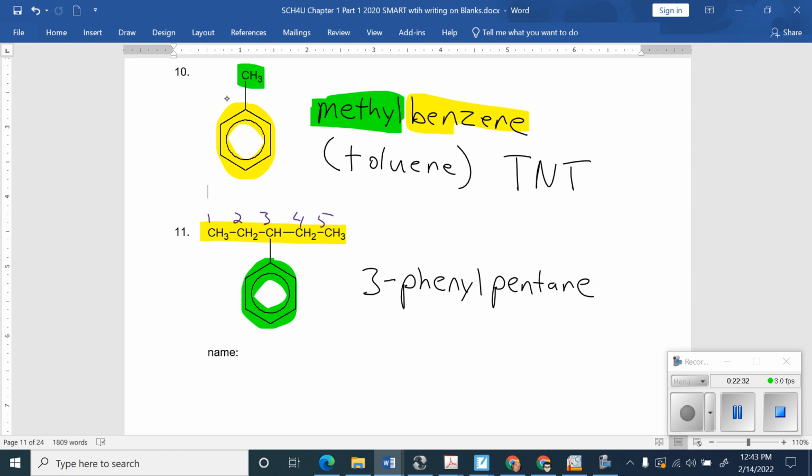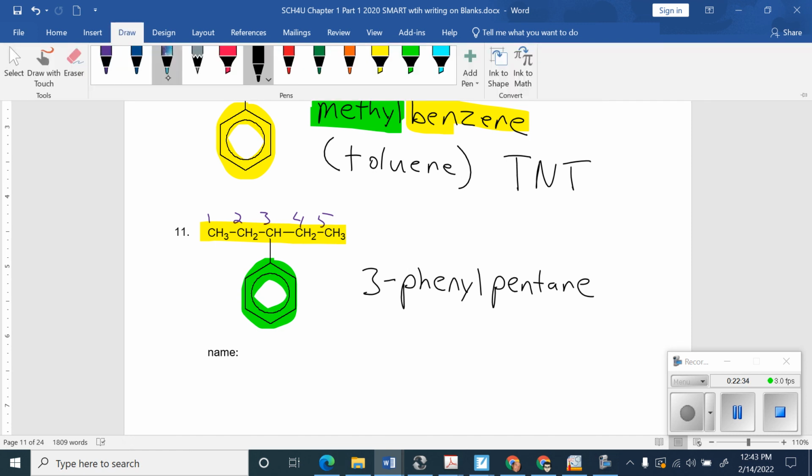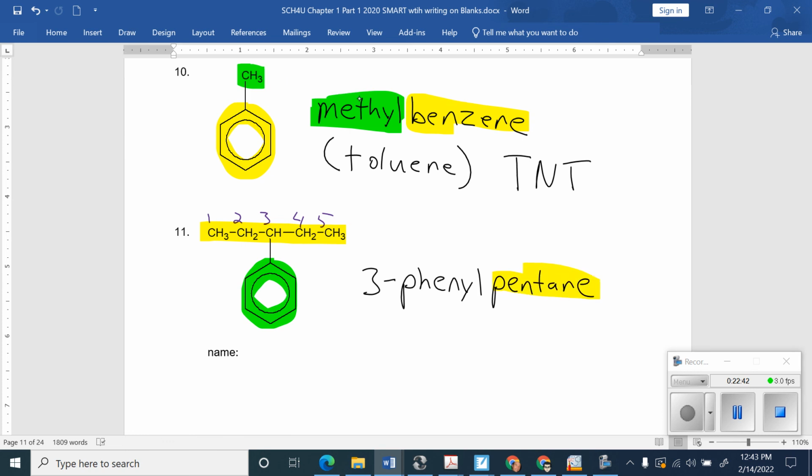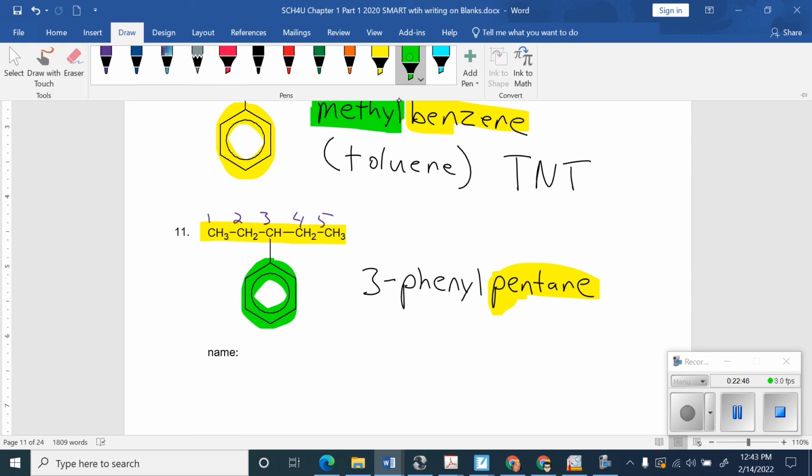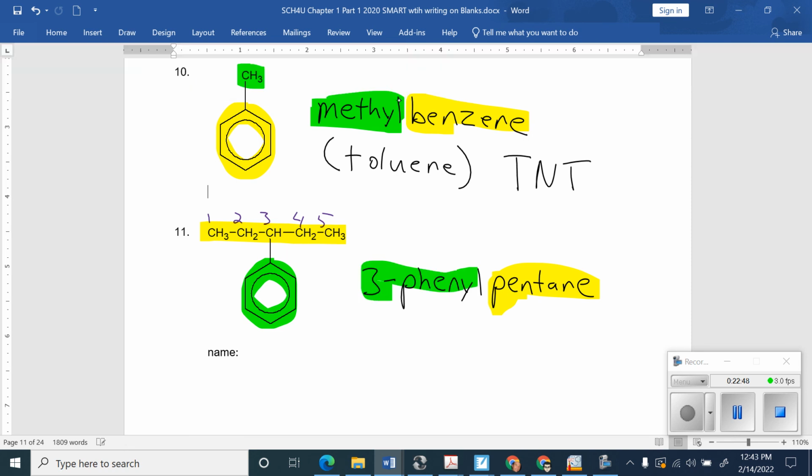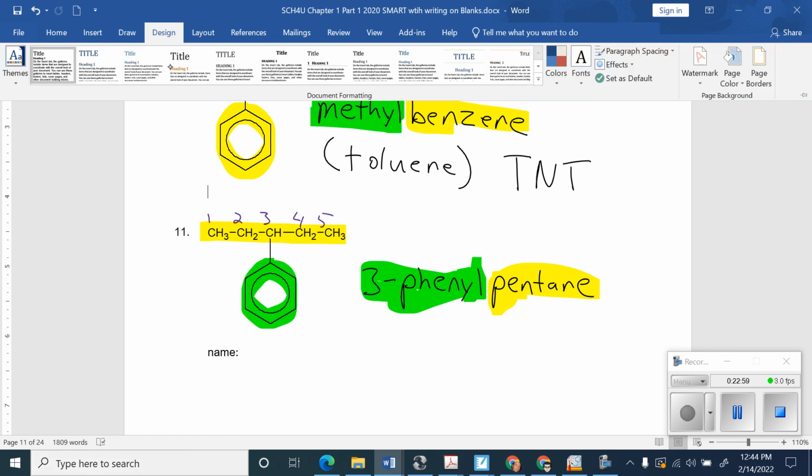Okay, so then notice that in these two examples, my pentane is my parent chain, which I've been using yellow highlighter for, and then my group, my 3-phenylpentane. Right, so benzene as a side chain is a phenyl. Let me write that down.